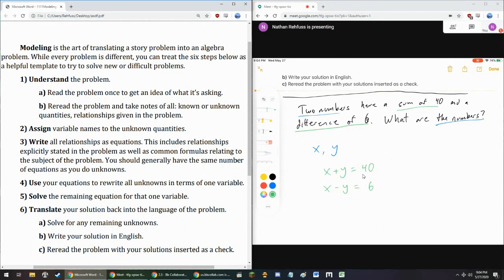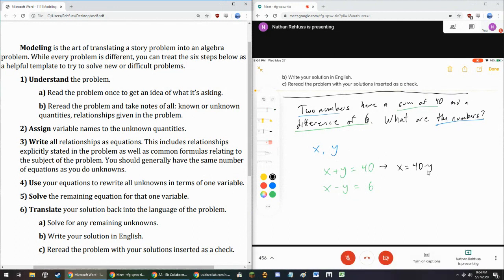I'll take this first equation, x plus y equals 40, and solve for one of my variables. I'm going to rewrite that. I'll subtract y from each side and write x equals 40 minus y. So x plus y, you subtract y, and it's just the x on the left. 40, you subtract y, and you get 40 minus y. So these 2 equations mean the same thing because I kept the balance.